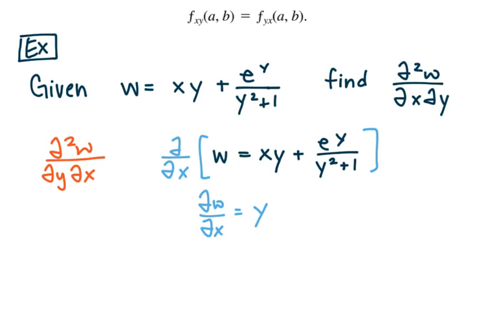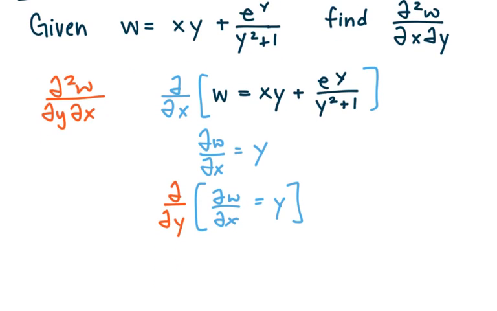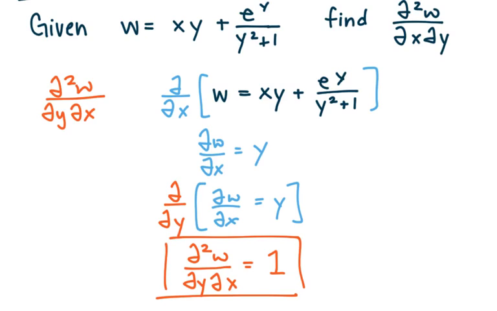So now, if I take that and I differentiate with respect to y, this function dw dx equals y, we go that one step further, I get d squared w, partial y, partial x. So differentiating y with respect to y gives us 1. So as you can see, this was clearly a much shorter way to go about this.